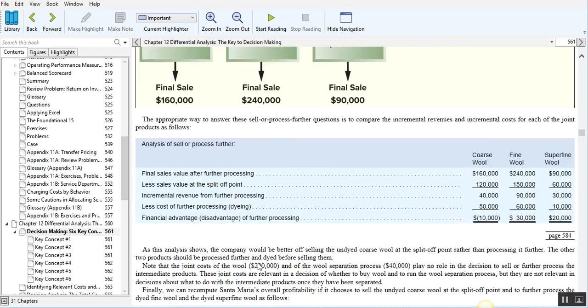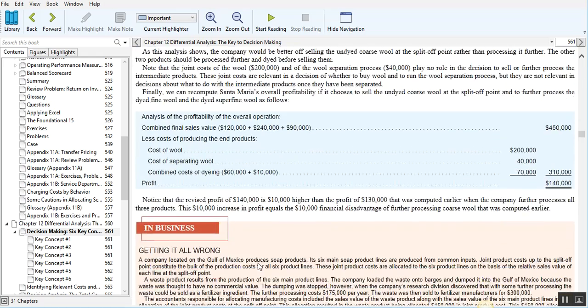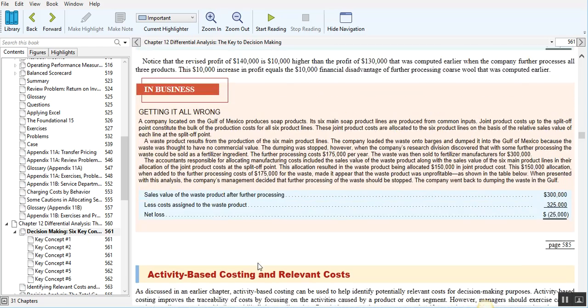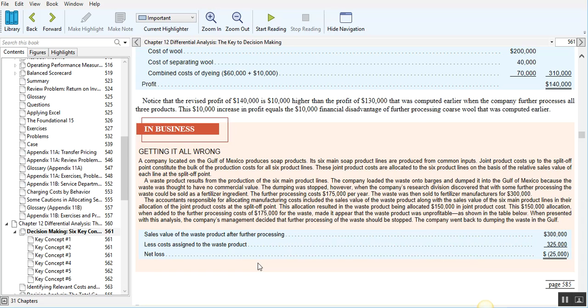And again, those decisions will be made at the split off point to decide what you're going to do at that given point. So anyway, these are the areas in chapter 12 that you will want to look at.